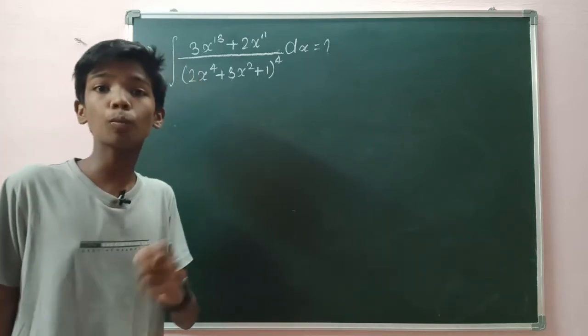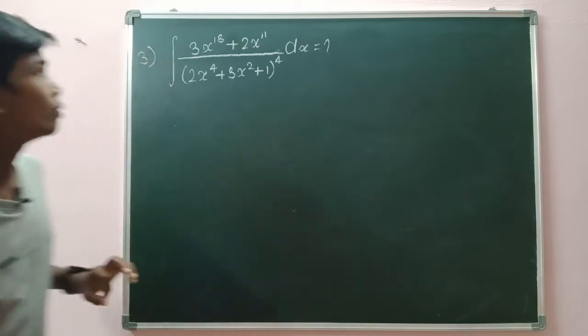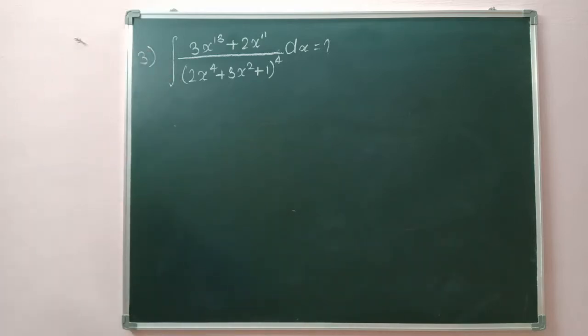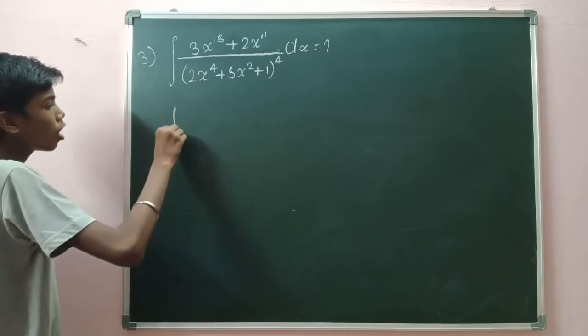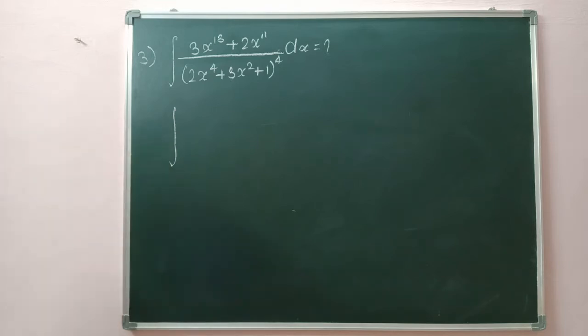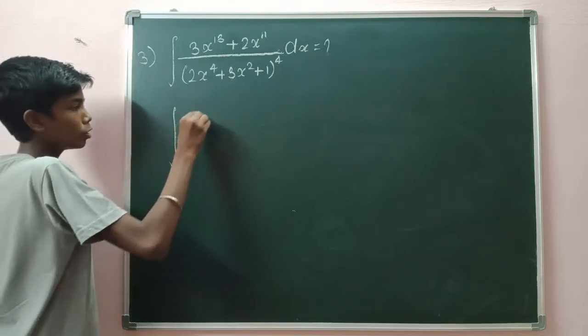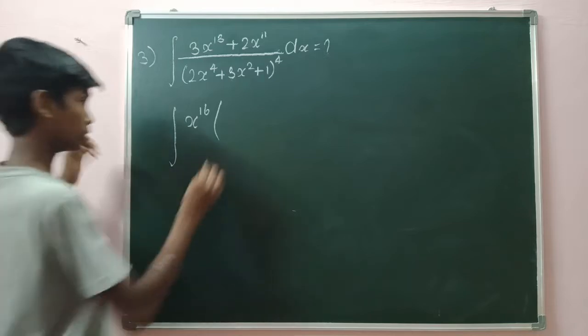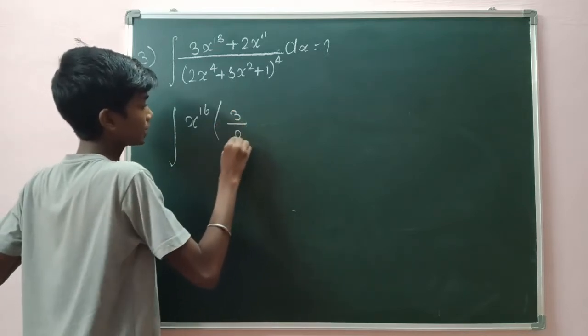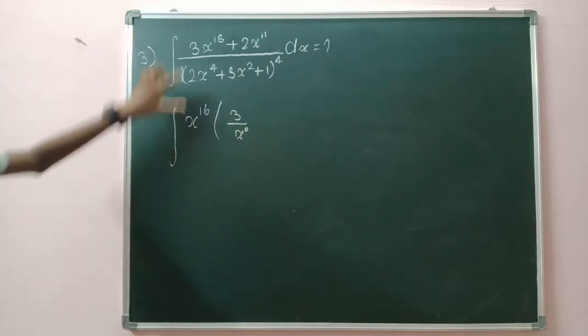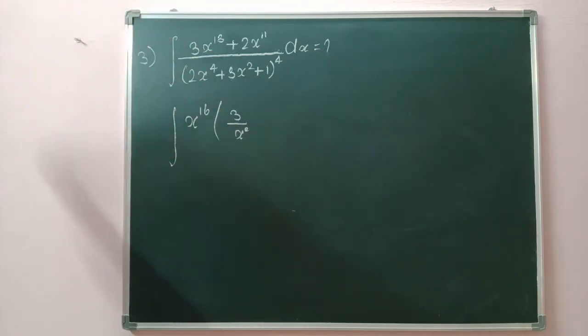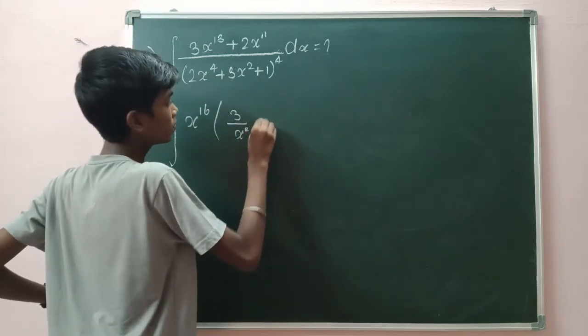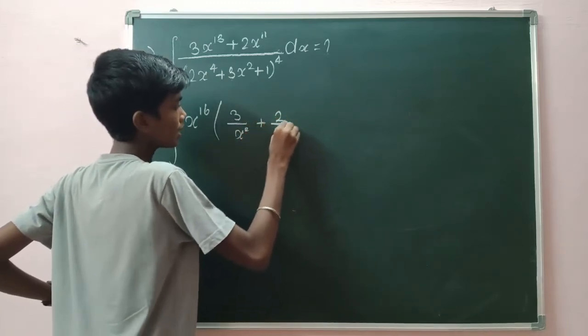But before substitution, you are supposed to do one thing. Listen very carefully. In this integral, I am going to take x power 16 common on both the numerator and denominator. When I take x power 16 common in the numerator, we will get x power 16 into 3 by x square, which you get when you take x power 16 common from 3x power 13, then plus 2 by x power 5.